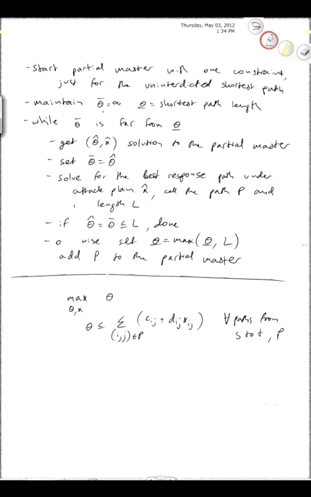And then we're going to maintain an upper and lower bound on the optimal objective function value of the full master. The upper bound is going to start out at infinity, but we can set the lower bound to be equal to the shortest path length of the uninterdicted shortest path, because regardless of what we do, the shortest path player has to do at least this much work to get through the graph. So that's why that's a reasonable lower bound.